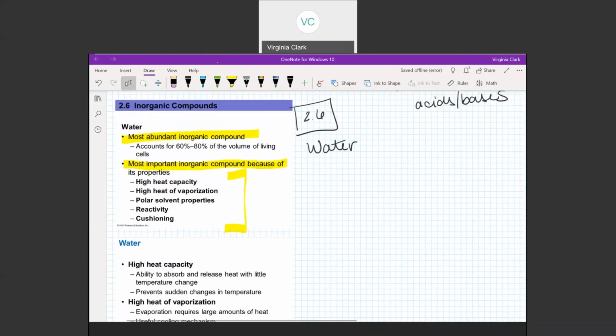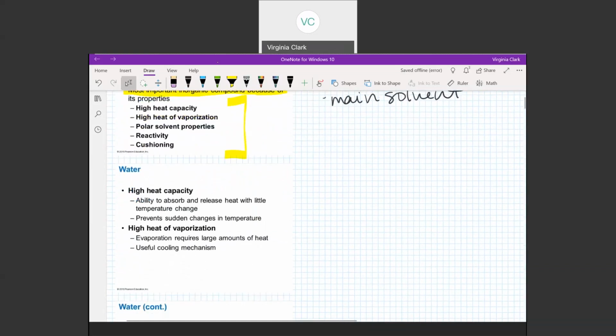Water is also typically going to be the main solvent in your body. So remember when we talked about solute and solvent, that's the language we're going to be using. So some interesting, very cool properties of water. These properties of water are what make it super, super important.